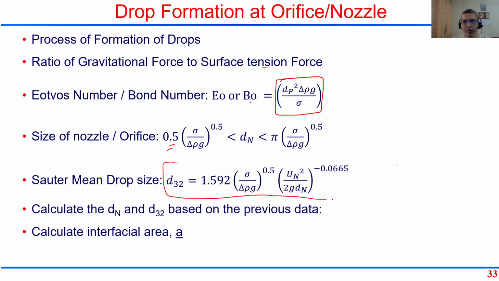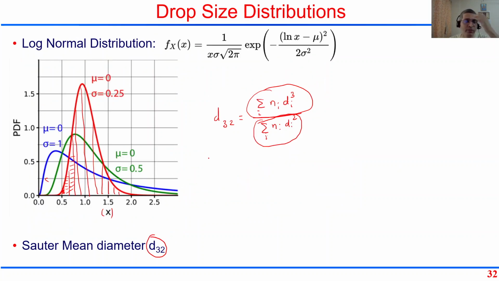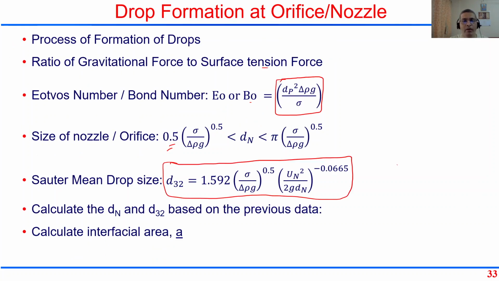So again, people have done experiments. People have actually measured the drop size distribution using some kind of method, let's say photographs or whatever, and then calculated the D32. They did these experiments over a large range of sigma, delta rho, g, and dn, and correlated this empirically. So again, this is an empirical correlation.